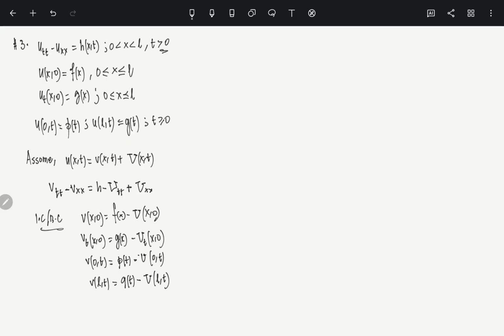Now for this to work, as we have already talked about, we need it to be a homogeneous problem. To make it homogeneous, we need p to be equal to capital U at 0 and q to be equal to capital U at l. If that happens, then v of 0, t becomes 0. So we want to make the boundary conditions homogeneous. So capital U of 0, t equals p of t, and capital U of l, t equals q of t.